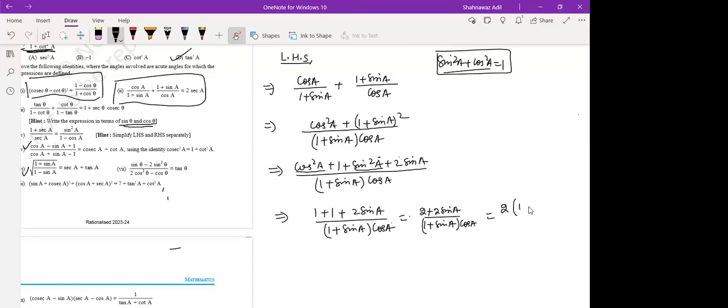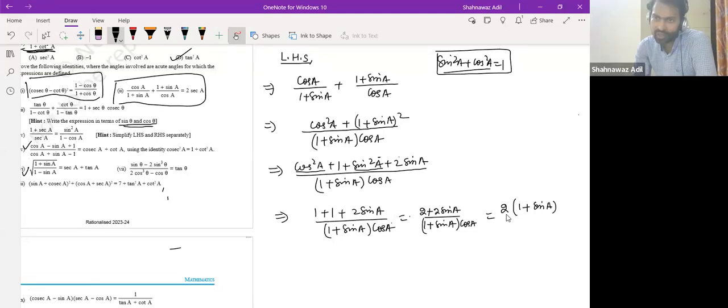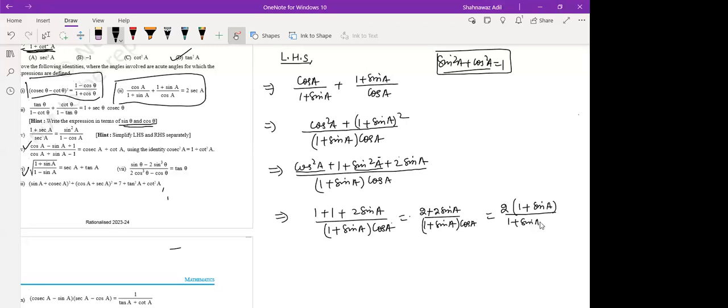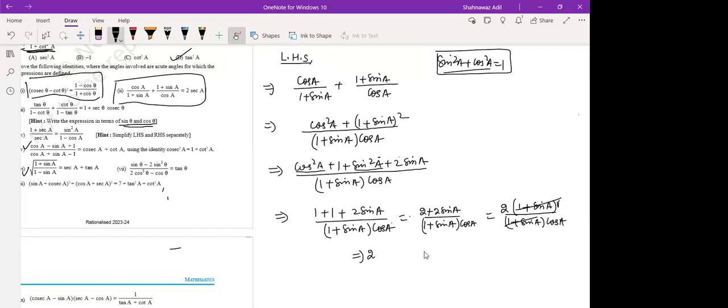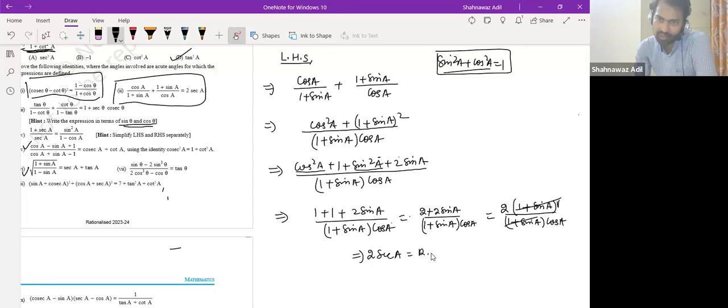One, then we have 1 plus sin A. Now we have reached the final answer, right? So now this is cancelling, and we have 2 by cos A. What is 1 by cos A? Sec A, right? So 2 sec A, which is the right hand side.